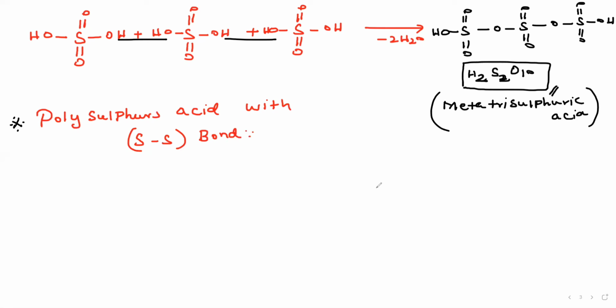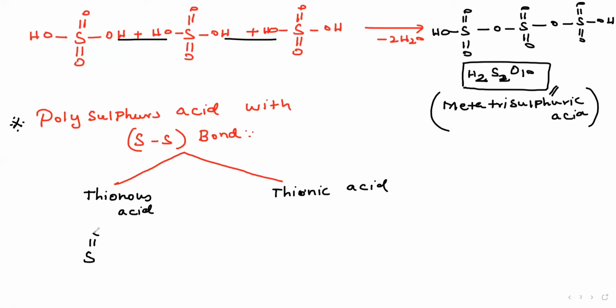Now see, they are classified into 2 types generally. What are the 2 types? One is thionous acid, the other is thionic acid. Please note, this is thionous acid. And the next one is thionic acid. What is the general formula? See, thionous acid. S double bond O. Here OH, okay, here S subscript n, I take n as the number of sulfur, S double bond O, OH. This is thionous acid.